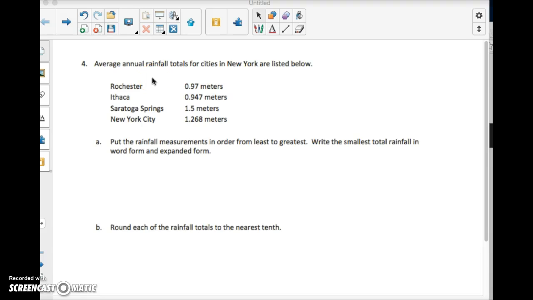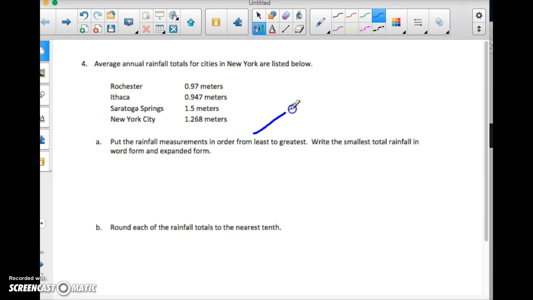All right, fourth graders, last question on the test. Number 4 says average annual rainfall totals for cities in New York are listed below. We see 4 cities' names here, and we see 4 amounts. Question A asks us to put the rainfall measurements in order from least to greatest. So we are starting out with the measurement that's worth the least, and we are going up to the amount that is worth the most.